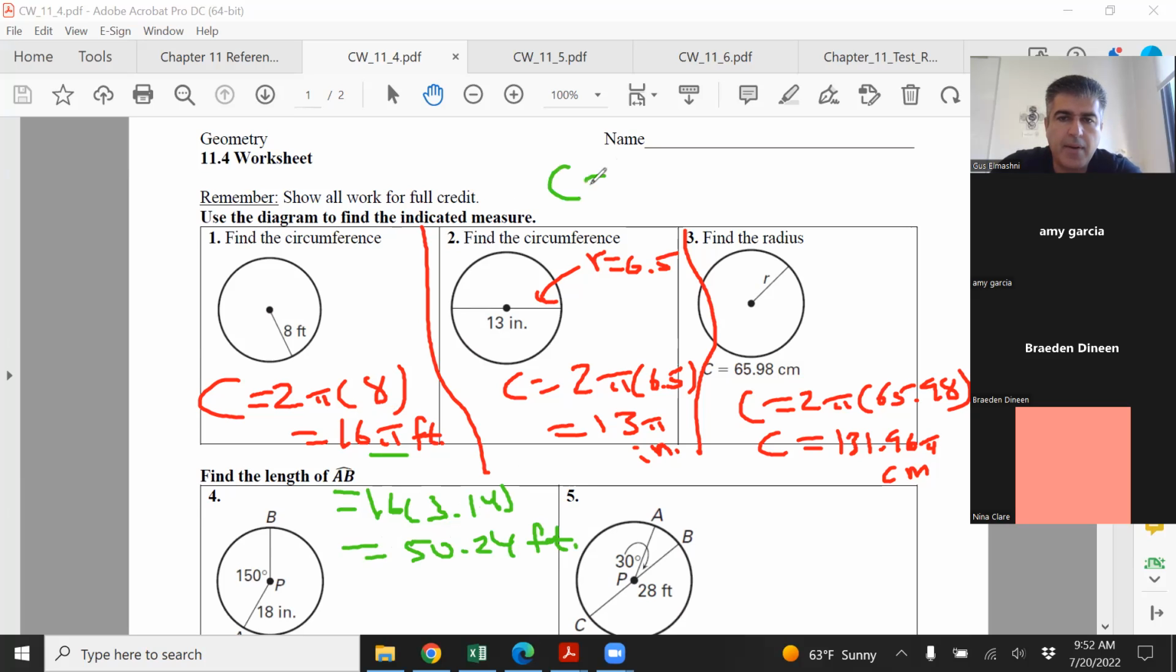So circumference is 2 pi r, or pi d, because diameter is twice r. So you could replace the 2r with d, and I could have done that for number 2 also, because d was 13. Or for number 1, I could have doubled the radius and then just pi d, 16 pi. So that's circumference again. We've already talked about that.